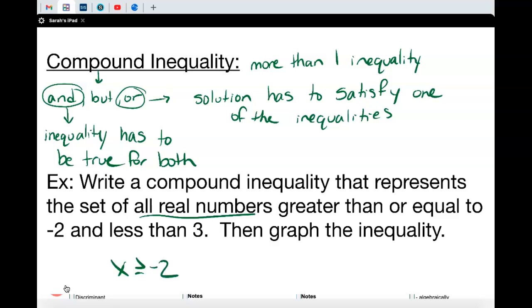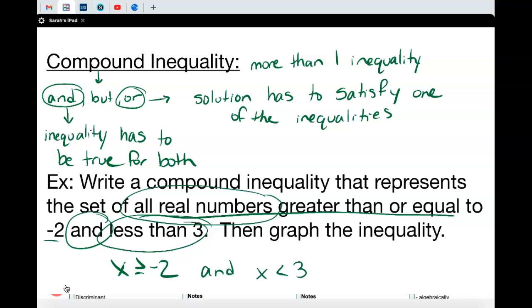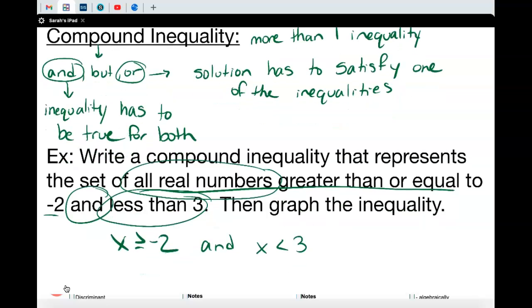Okay, right, so that's all the numbers greater than -2. That's writing the symbols. We have this lovely word and, which tells me it's an and inequality, so I'm going to actually write the word into it. It says less than 3, so we use all real numbers less than 3. So we have x less than 3. I could leave it like this, but we could be more creative than that.